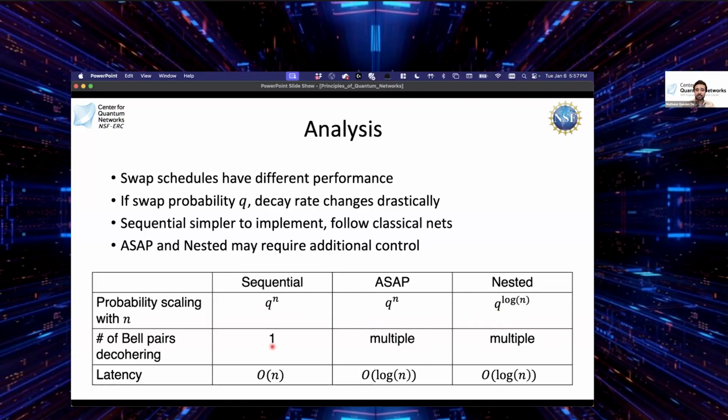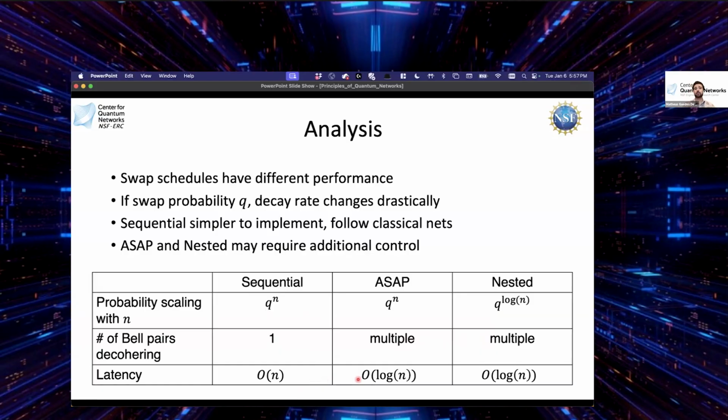The number of Bell pairs that decohere at the same time is also different for these procedures. For sequential, it's always one. There's always one Bell state decohering whenever you're trying to generate link level entanglement throughout the process. But for swap ASAP and nested, we have multiple Bell states decohering at the same time. And that matters a lot because this will influence the quality of your end-to-end state and even which kind of methods you can use to calculate how noise affects the end-to-end entanglement distribution.